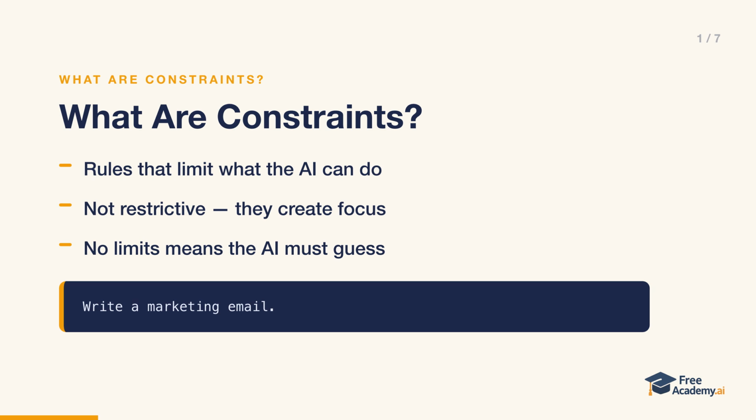Constraints are simply rules that limit what the AI can do. That might sound restrictive, but in practice it's the opposite. Constraints almost always lead to more useful, more focused output. Look at this prompt: write a marketing email. That's it. There's nothing wrong with the grammar, but there's everything wrong with the instructions.